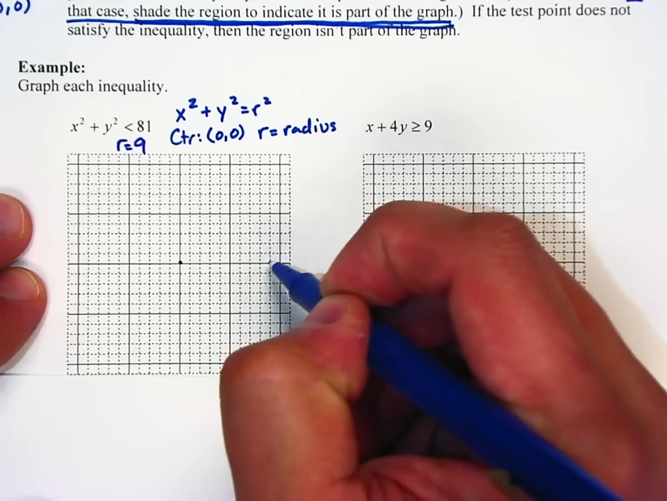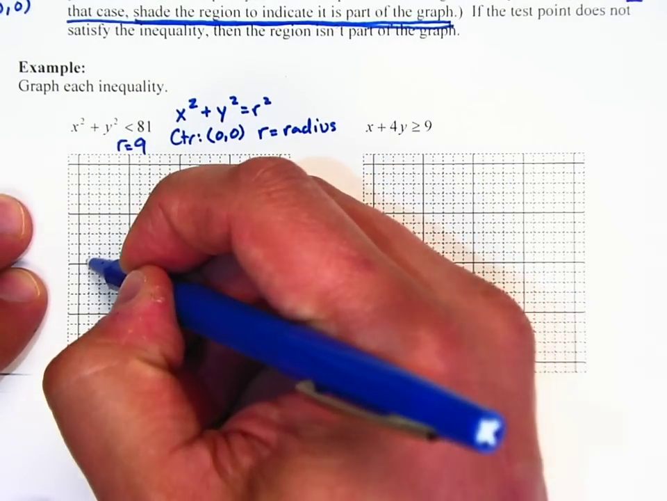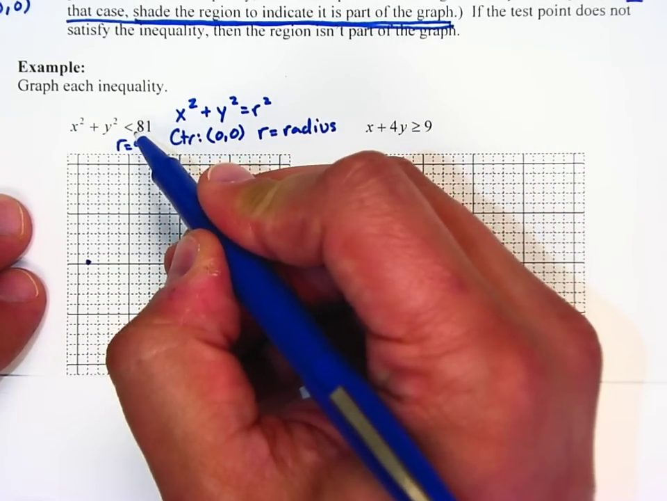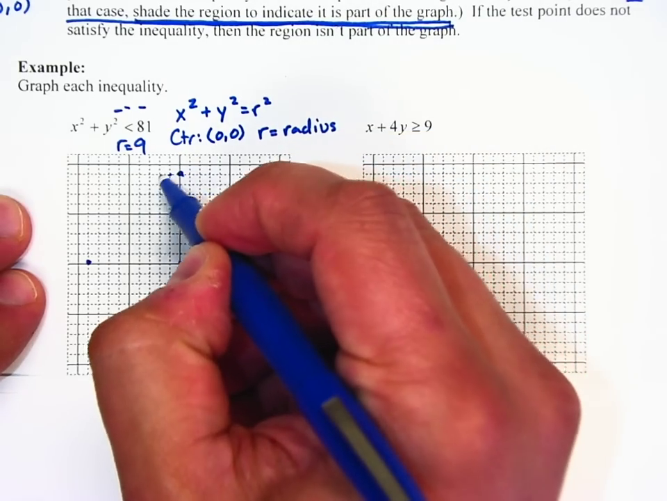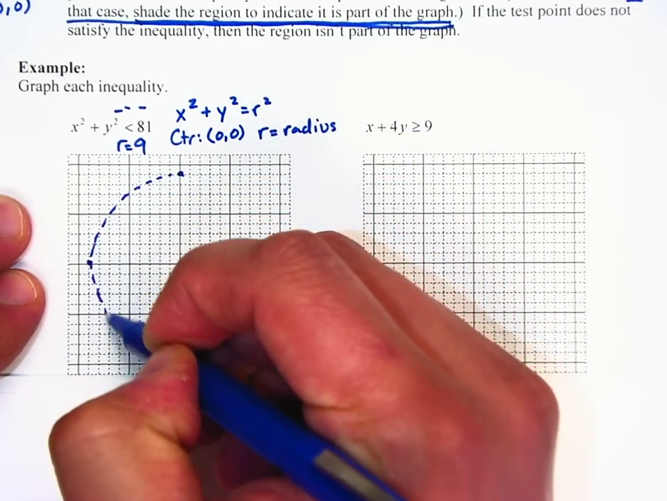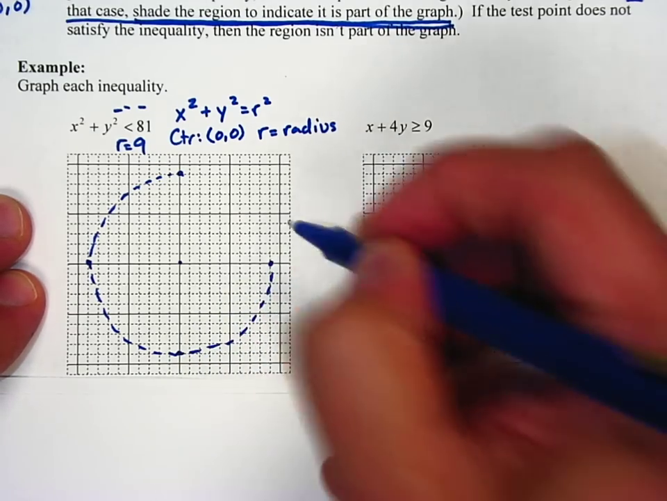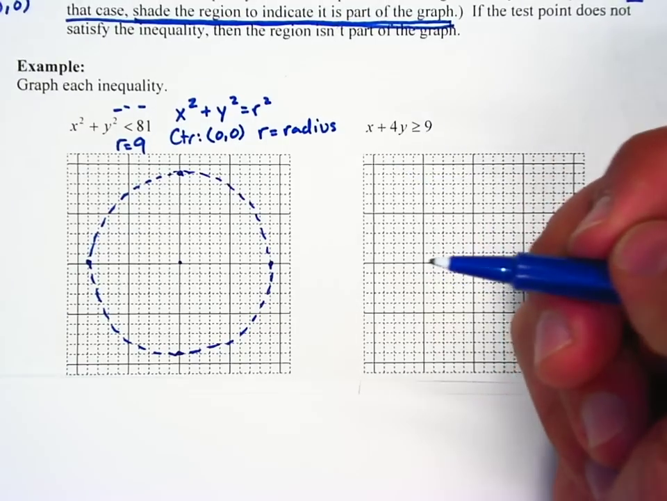So I'm going to start from the center. I'm going to go out 9 units to the right, 9 units up, 9 units to the left, and 9 units down. Because it's less than, that means we're going to use a dashed line. So I'm going to try my best to dash in a circle here. All right, so there's our circle.